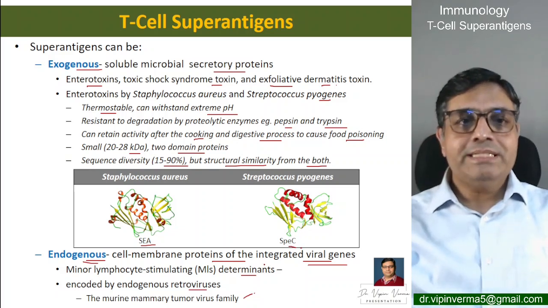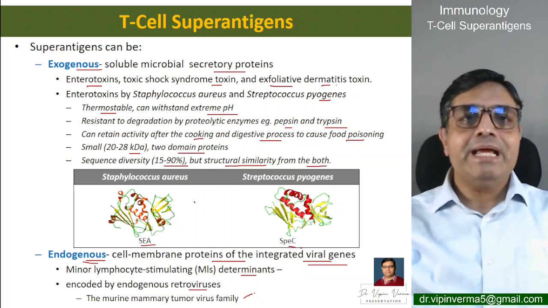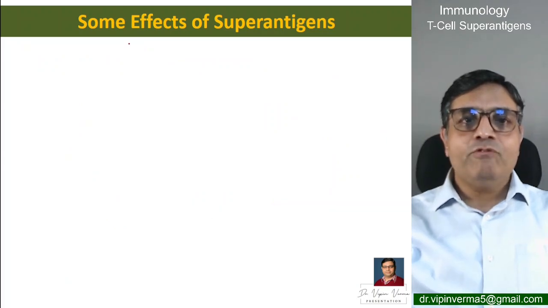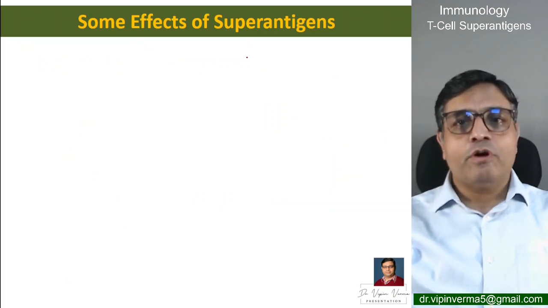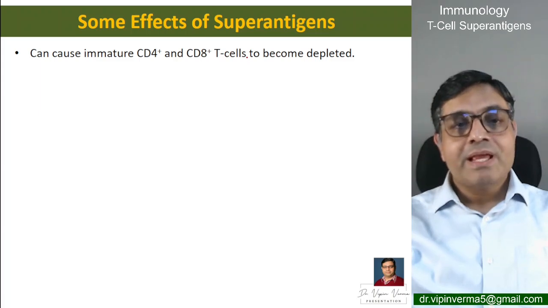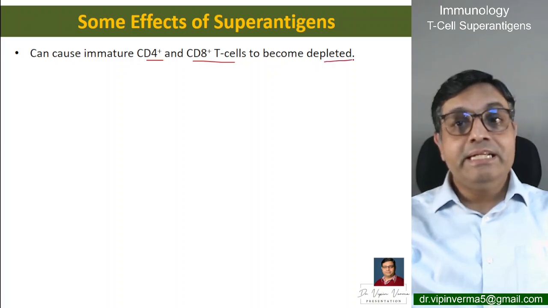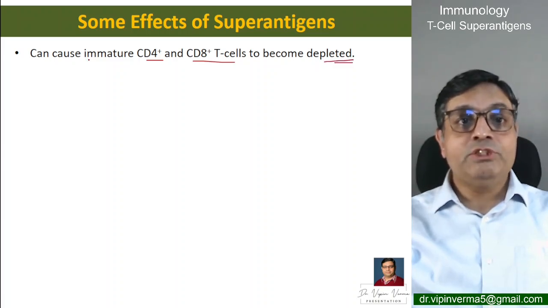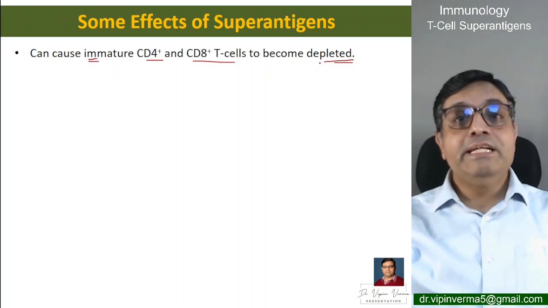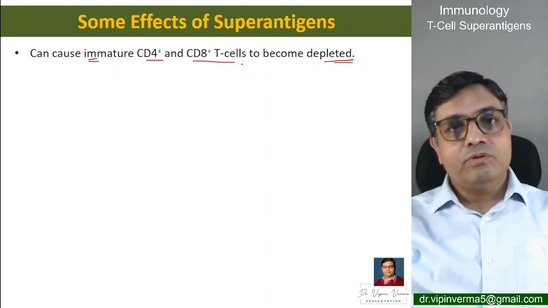All right. So that's the difference between the exogenous and endogenous. Now let us see some of the effects of these superantigens. They can cause immature CD4 positive and CD8 positive T cells to become depleted. Immature cells can be depleted.